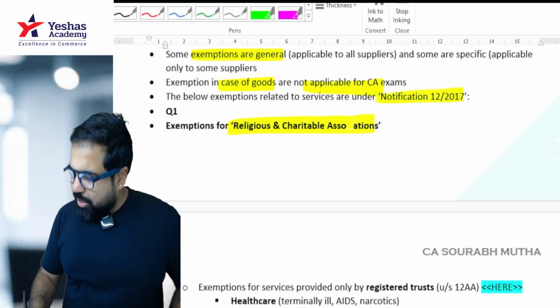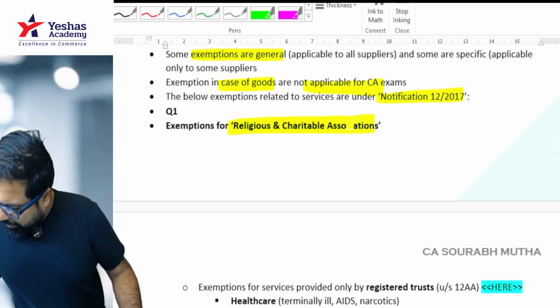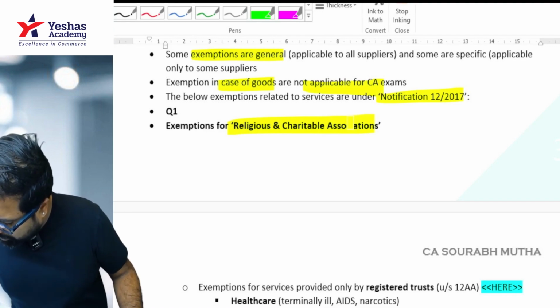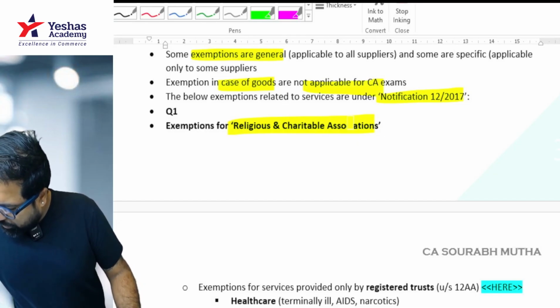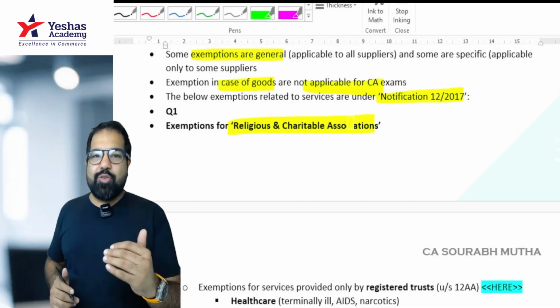Exemptions for religious and charitable trust. Have we already covered that? Let's check. Religious and charitable trust. Okay, so we've not done this. So let's go in more detail.